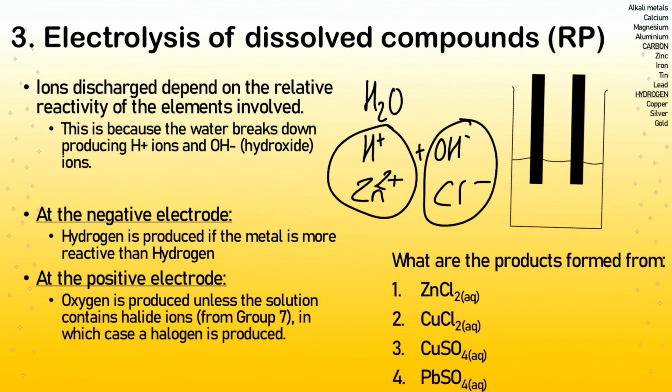So the products you're going to get here, for the zinc chloride, zinc is more reactive than hydrogen, so therefore you're going to get hydrogen. For the chlorine is there, so you're going to get the halide chlorine gas being formed, so you're going to get those two, and you're going to get zinc oxide forming as well.